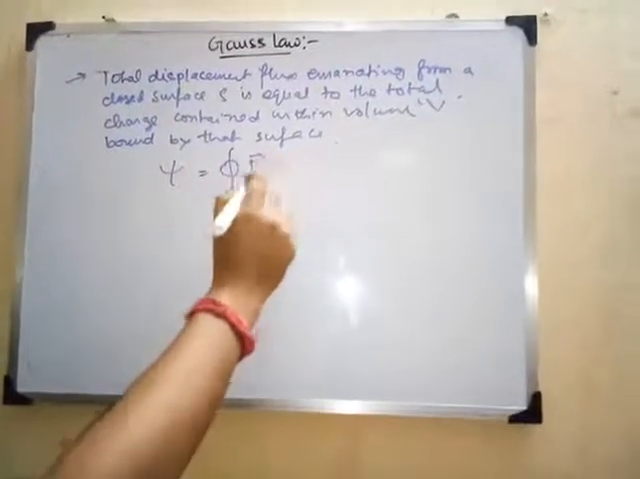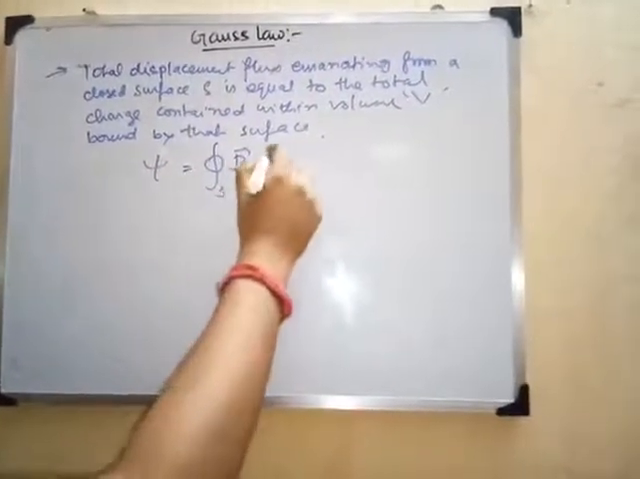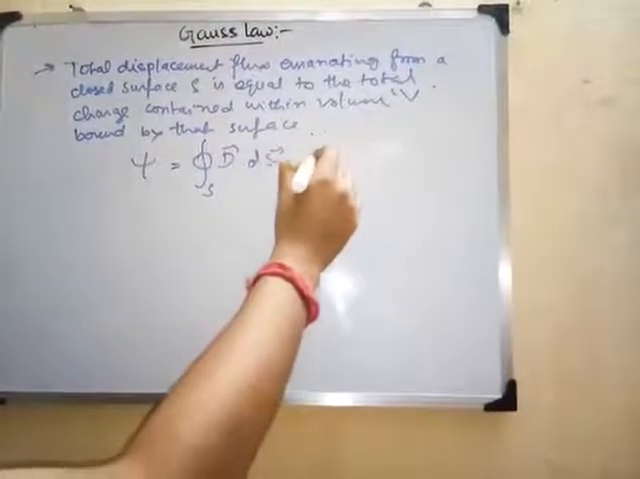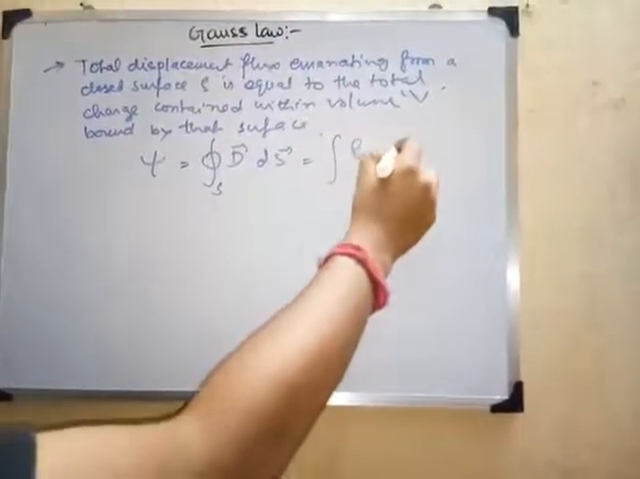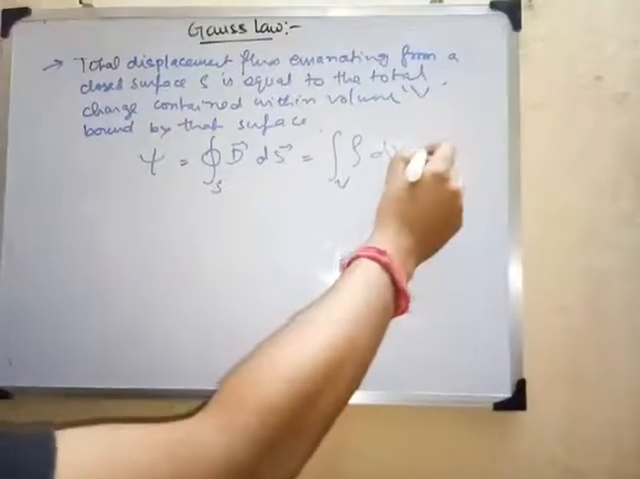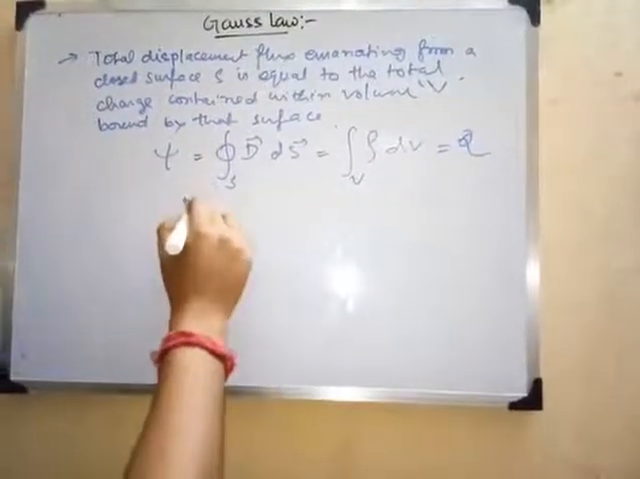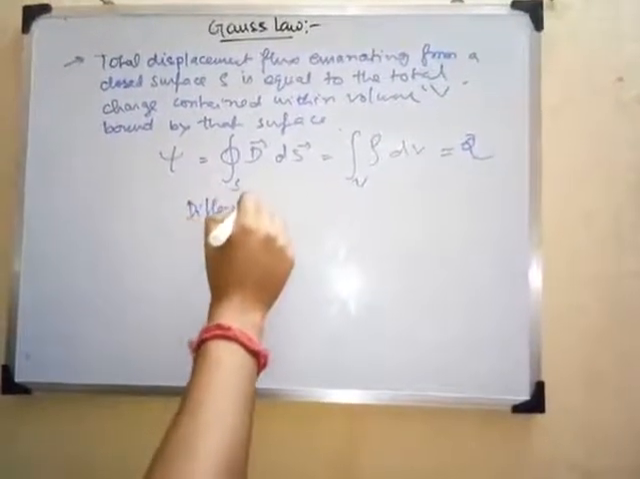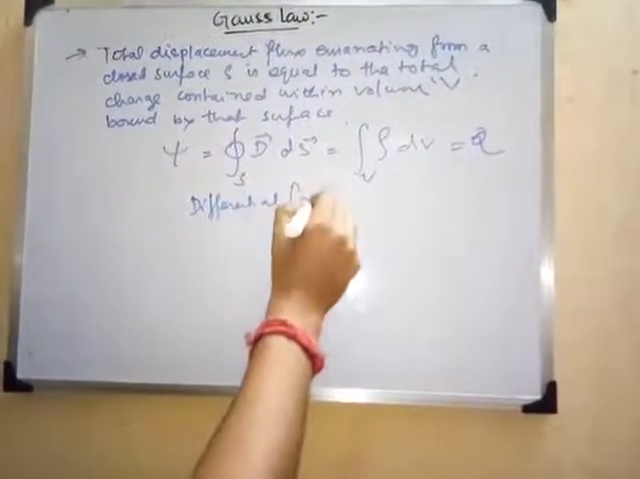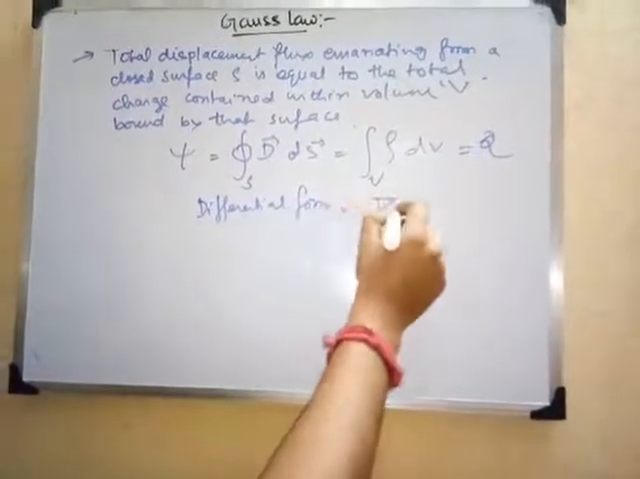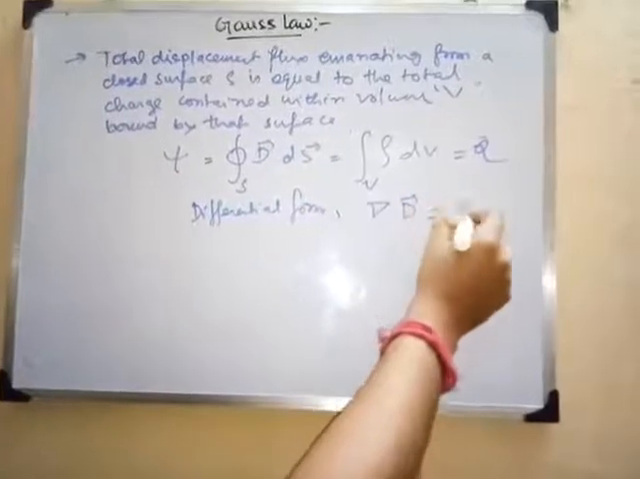So this is Gauss law, and mathematically it can be represented as the closed surface integral of D dot dS, where D is the flux density, equals the integral of rho v dv, which is equal to Q. And the differential form will be like this: del dot D equals rho v.